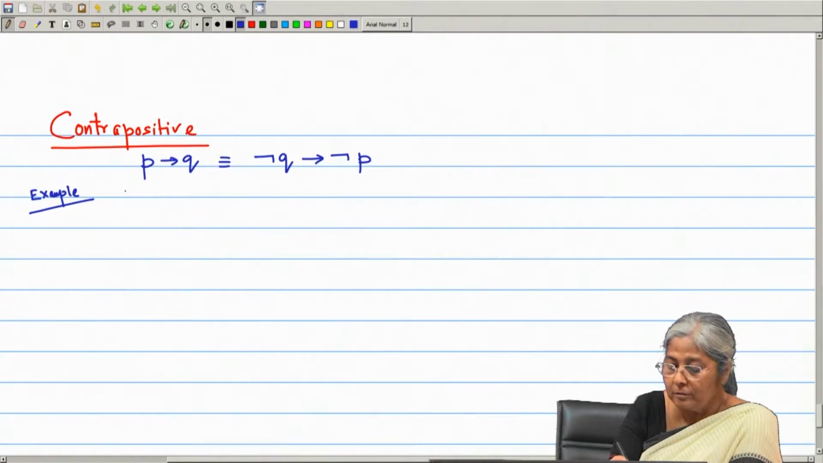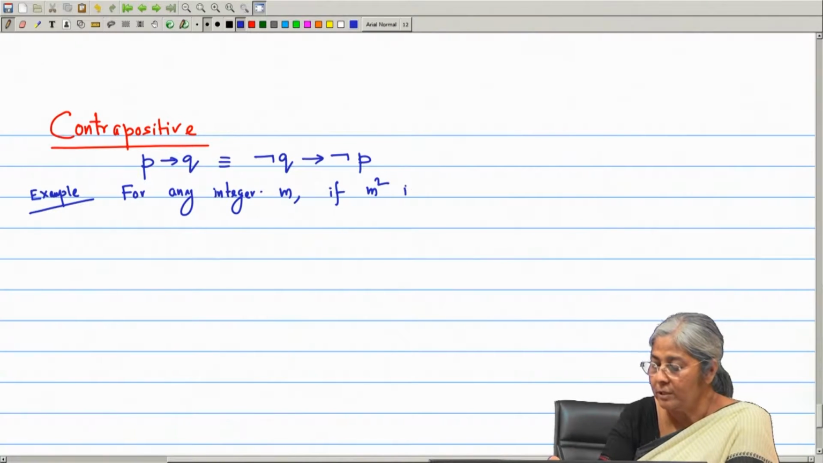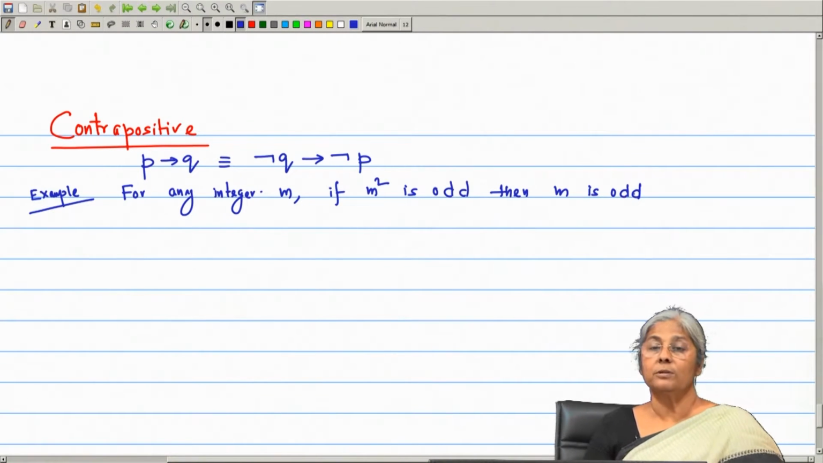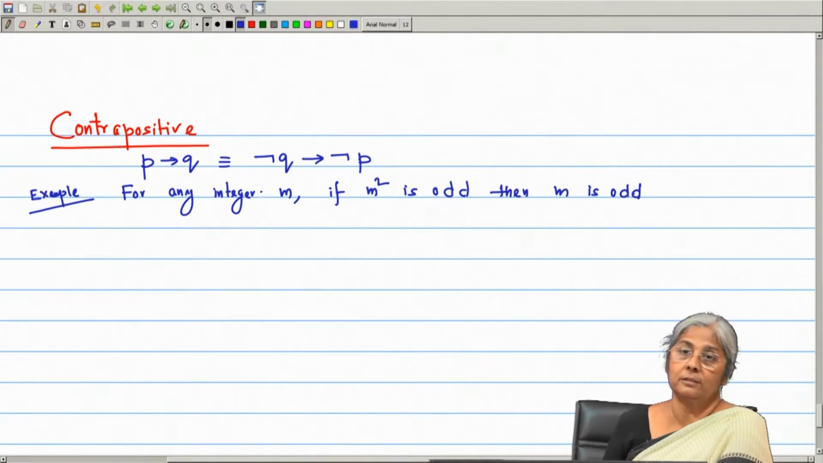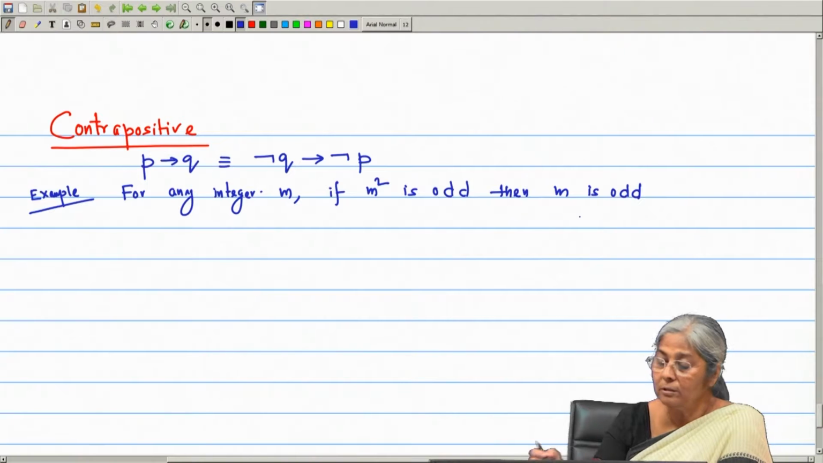Say, for any integer m, if m square is odd, then m is odd. So, this is one statement that we have to show that it is true, or we have to prove. So, if m square is odd, then m is odd.